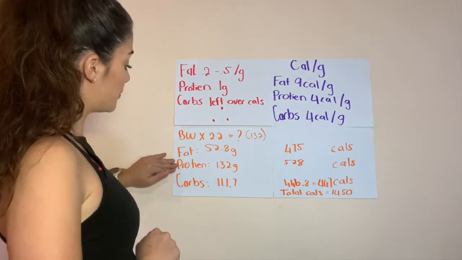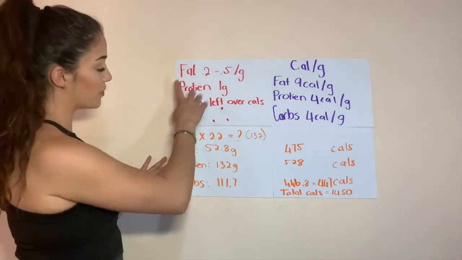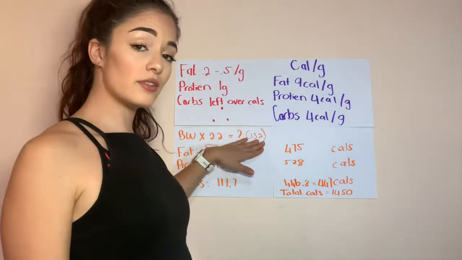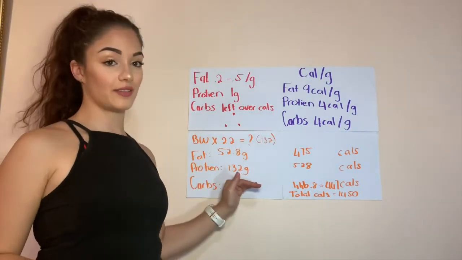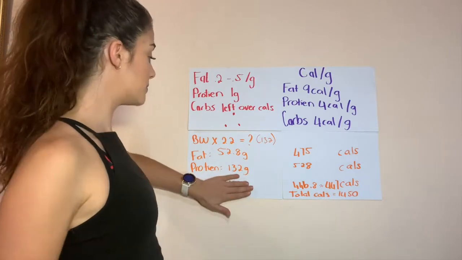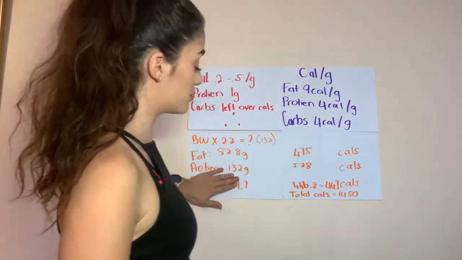Then we go into protein. Your protein, you're going to multiply by 1. So whatever you weigh in pounds is what your protein macros are going to be. And then carbs, you're going to go with whatever's left. But before we do carbs, let's work out the calories for fat and protein first.